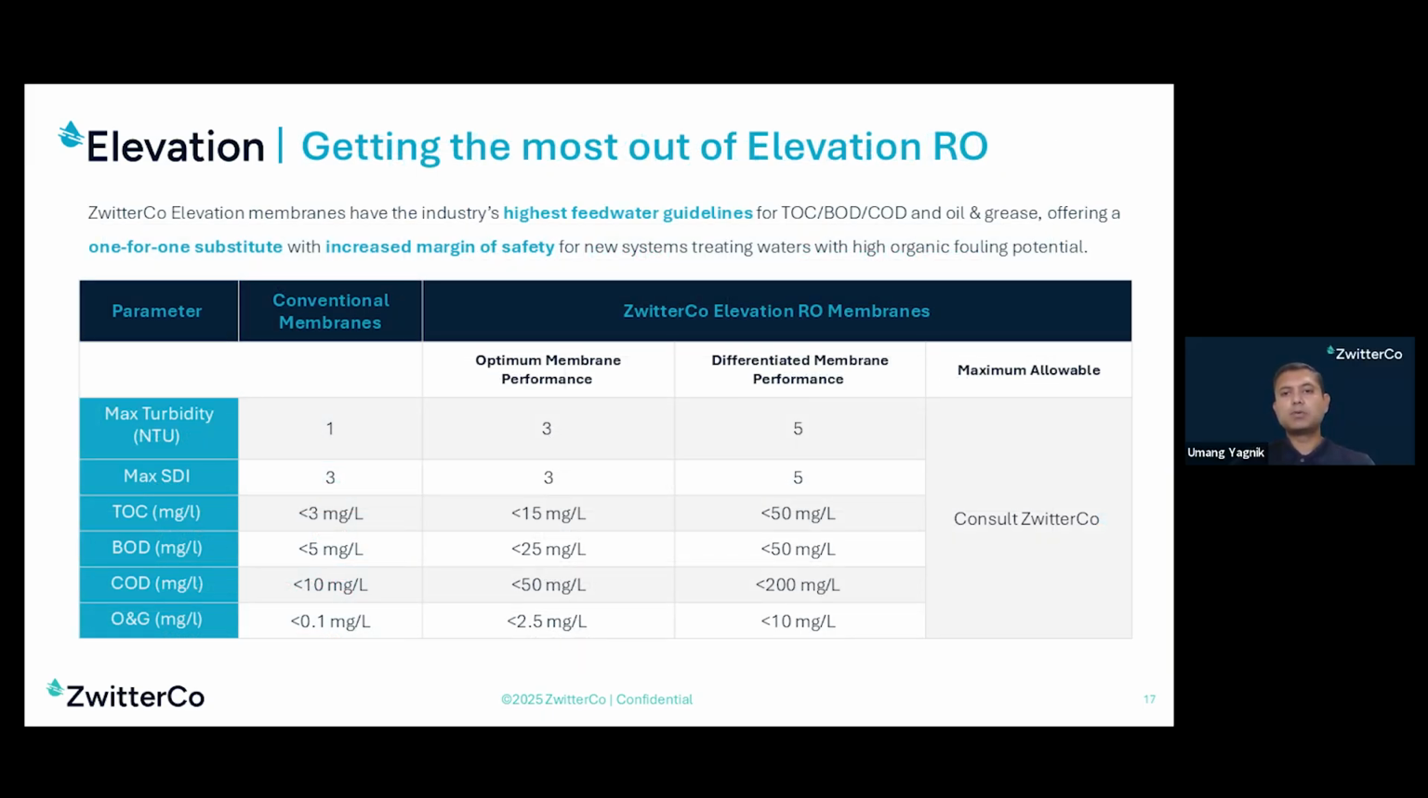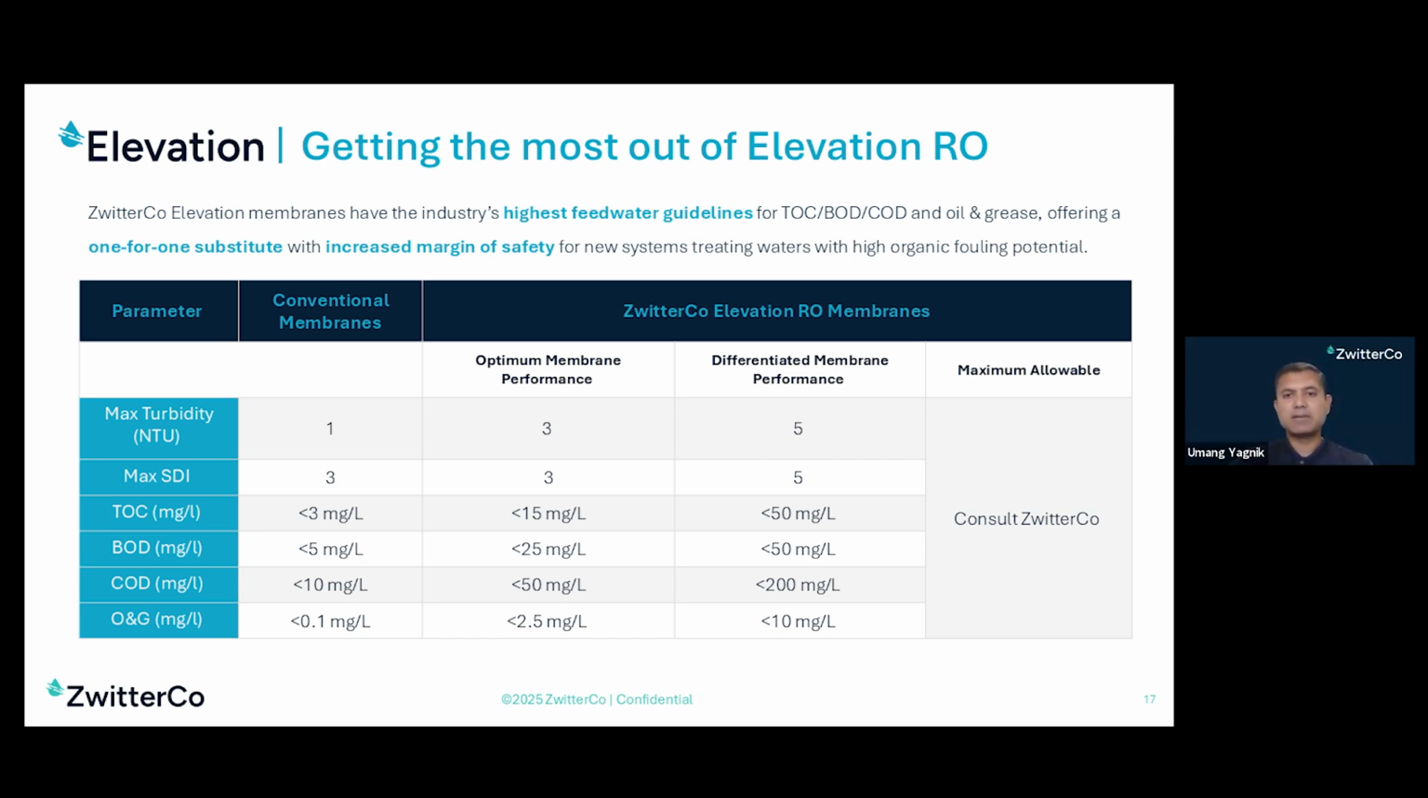Since we're on the topic of one-to-one replacement, it is important to note that Elevation RO membranes have some of the industry's highest, or I should say, most forgiving feed water guidelines when it comes to organic parameters like TOC, COD, BOD, and oil and grease. This allows you to design new systems or replace membranes in existing systems with an increased safety margin.